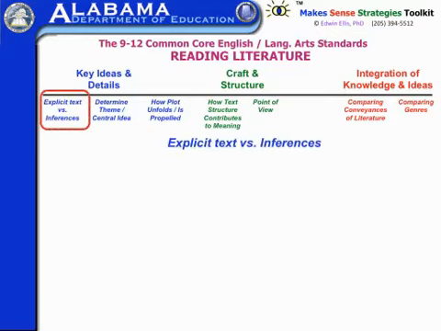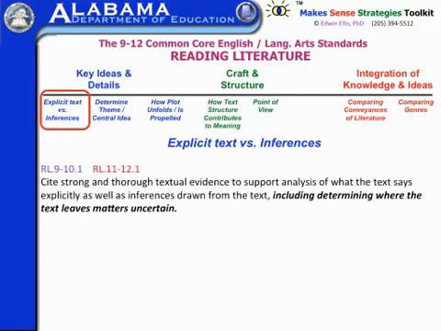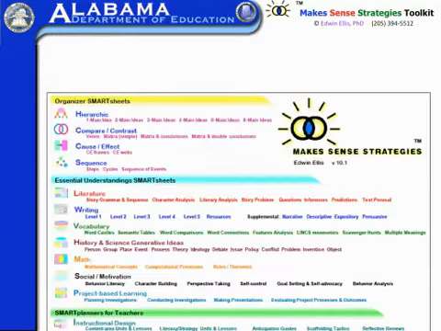So in terms of explicit text versus inferences, what I'm going to do is share with you some samples of various smart sheets from the software to illustrate how you can address some of these standards. So for an example, one of the 9-12 standards is cite strong and thorough textual evidence to support analysis of what a text says explicitly, as well as inferences drawn from the text, including determining where the text leaves matters uncertain. So I'm going to share some of that with you and how you can address some of these.